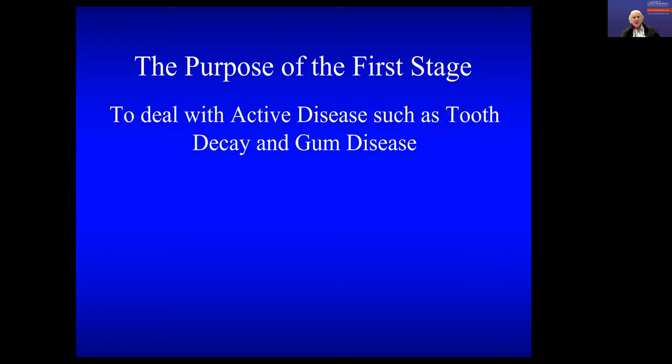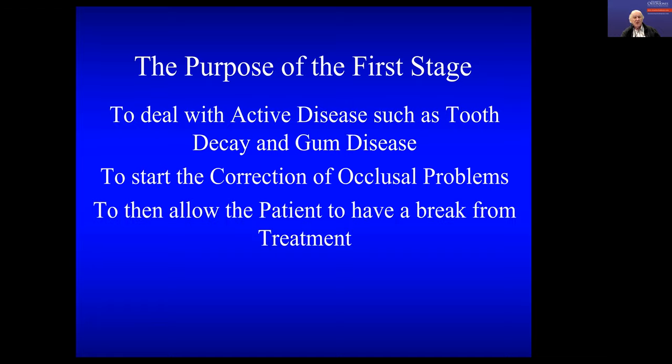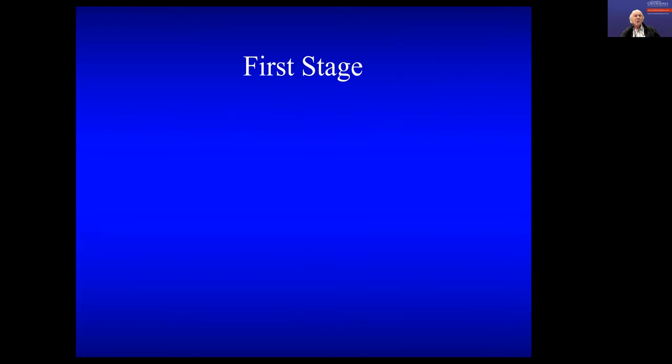The purpose of the first stage is to deal with active disease, such as tooth decay and gum disease, to start the correction of occlusal problems, and to allow the patient then to have a break from treatment. I used to call it my creepment plan. And I didn't give patients estimates for all their treatment. We just dealt with the initial things, then they had a rest.